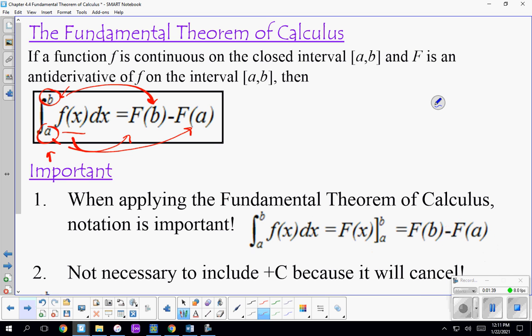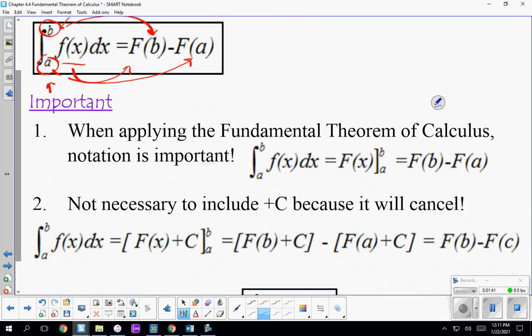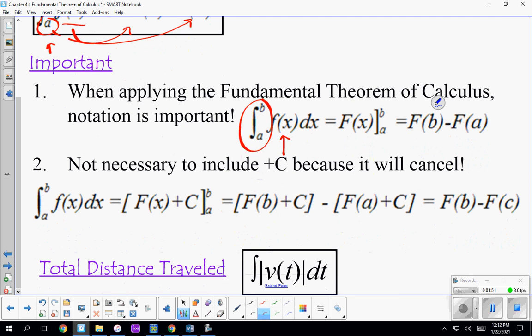So no plus c. Think of it as this is asking us to find the area under this curve, and area is a number. There's no c in there, so our answer is just a number. And then for the total distance traveled, we're not going to practice this a lot, but here's the formula for total distance traveled.